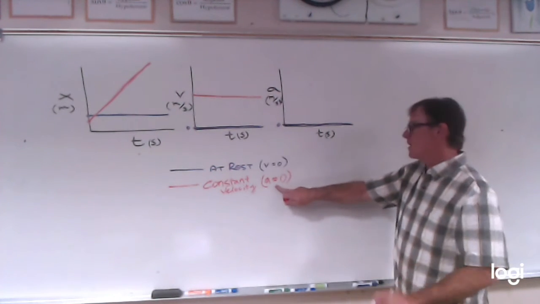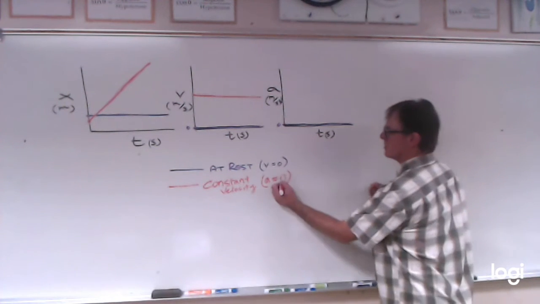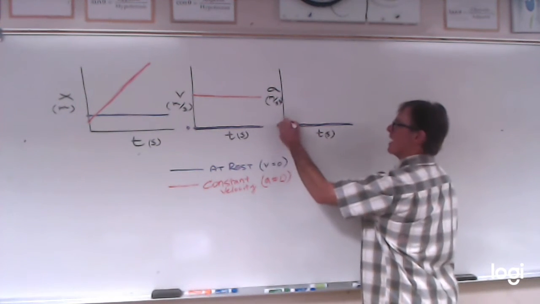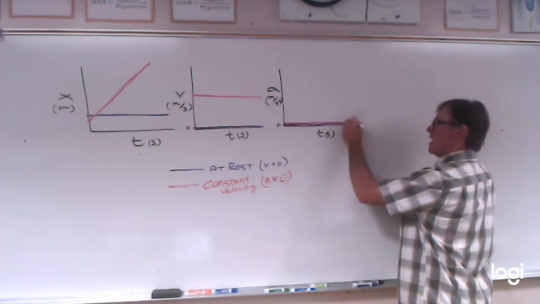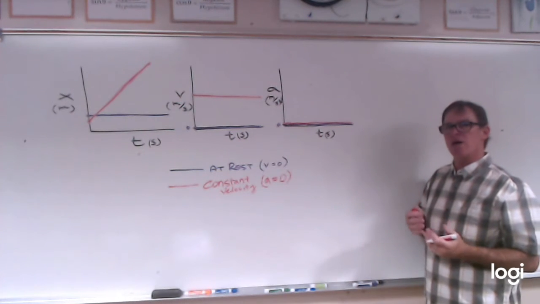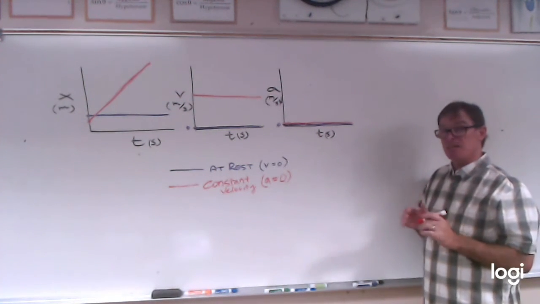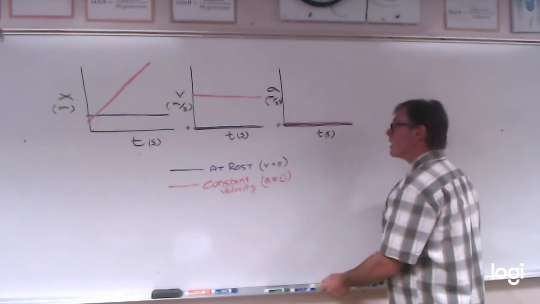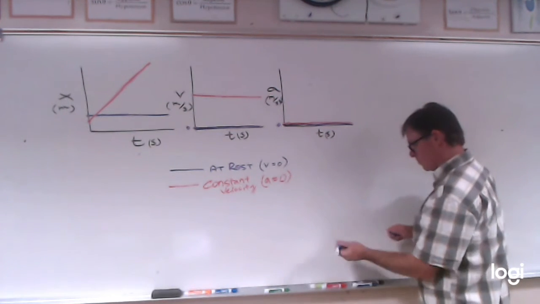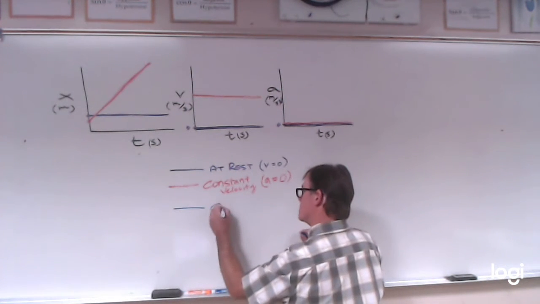I alluded to this a minute ago. If you're not changing your velocity, your rate of acceleration is 0. And that means, again, we have a line at 0 meters per second squared of acceleration for a constant velocity situation. Lastly, we'll use blue for constant acceleration.